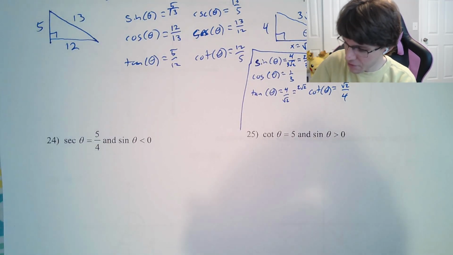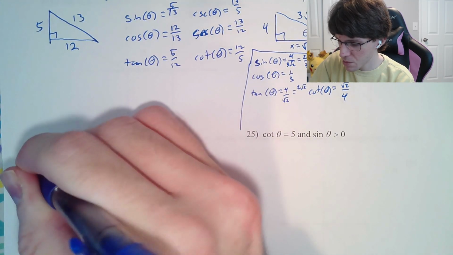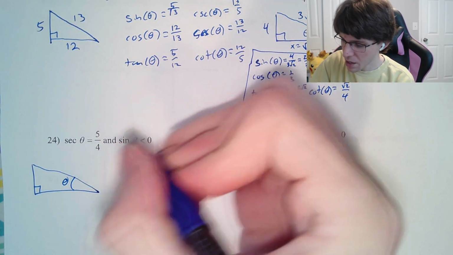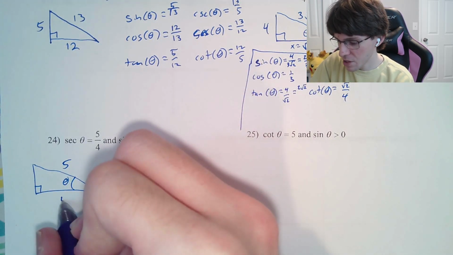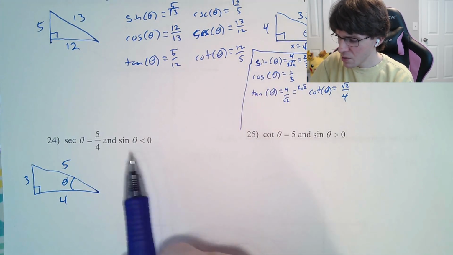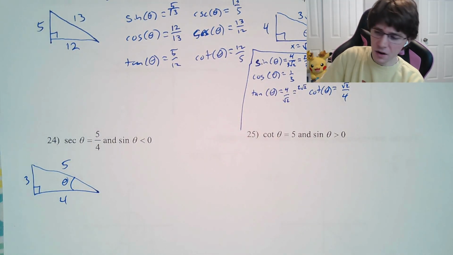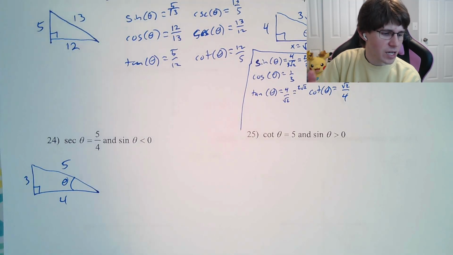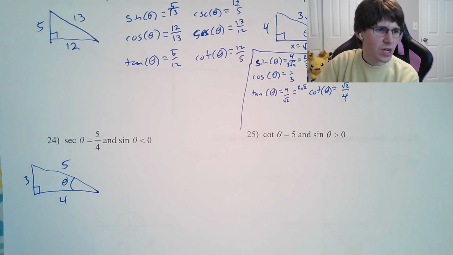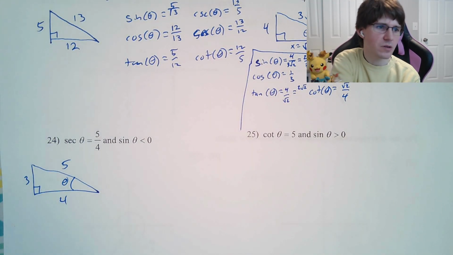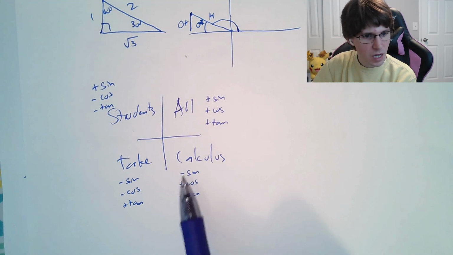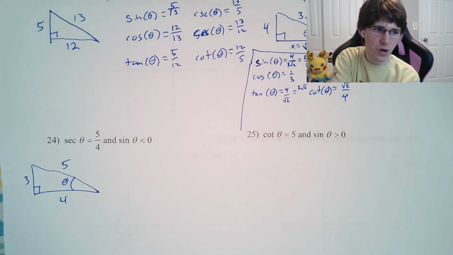This one, secant theta is 5 over 4. And the reason this one's so much easier is that we're back to our 3, 4, 5 triangle. We have a secant, meaning the hypotenuse is 5 and the adjacent is 4, which makes the opposite 3. We're told that sine is negative. Looking at our little picture, all students take calculus, where is sine negative? Sine is negative in the bottom two. Secant's positive, so where's cosine positive and sine negative? That's going to be in our fourth quadrant.